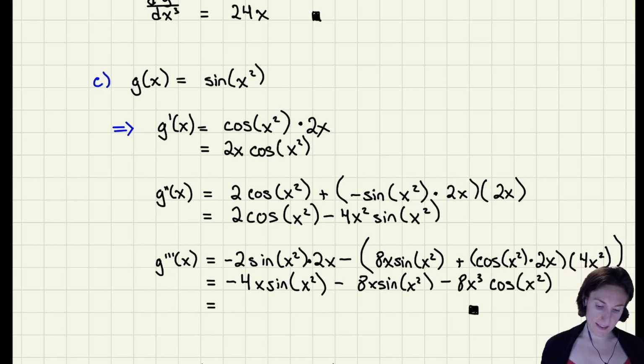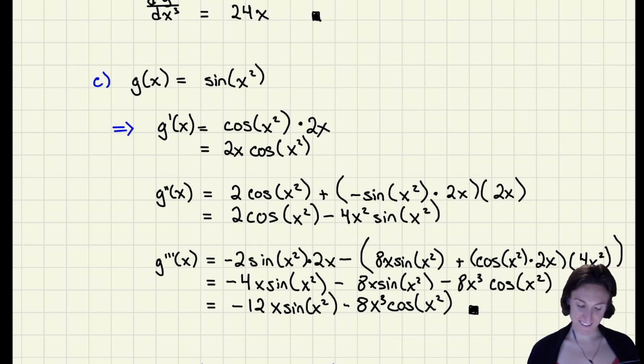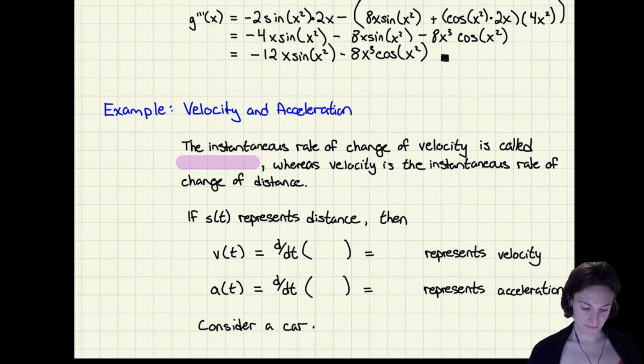And I can simplify it a tiny bit more because I have x sine, minus 4 of them here, minus 8 of them there. So together I have minus 12 of the x sine x squared term. And then my cos term, I have minus 8x cubed cos x squared. And the more you differentiate this, the prettier it'll look. Okay, good times.